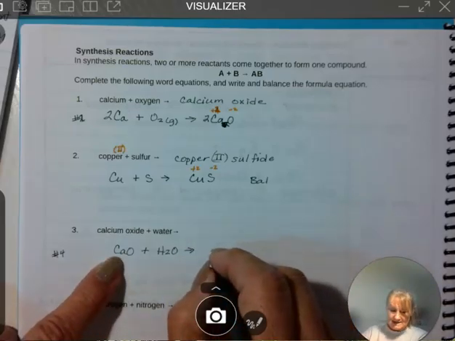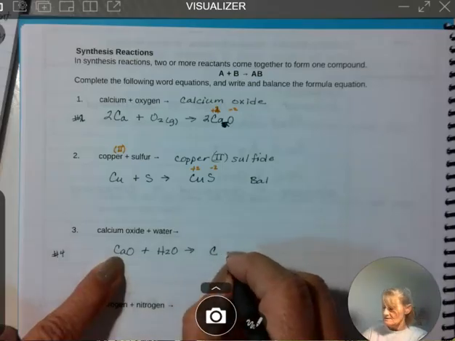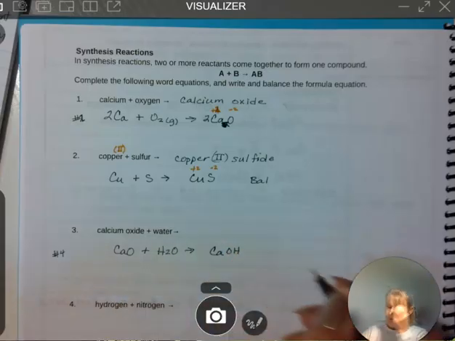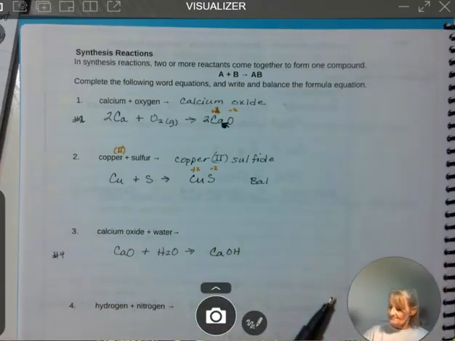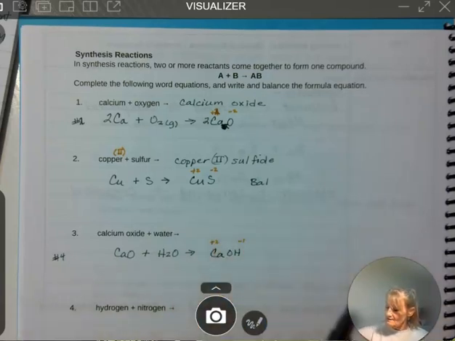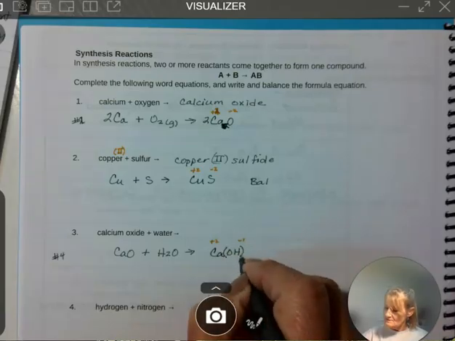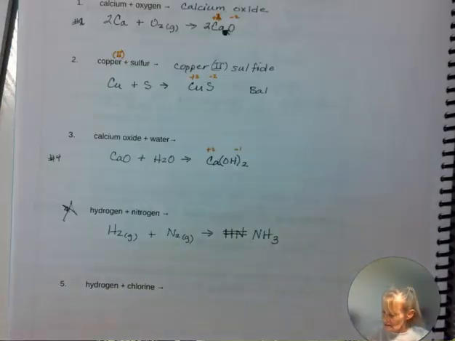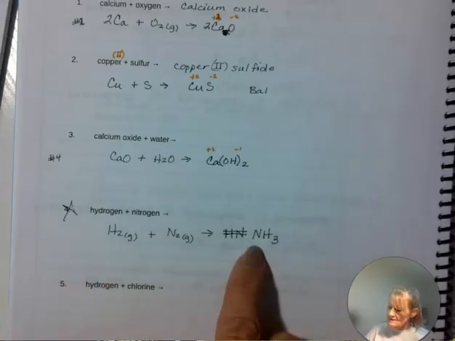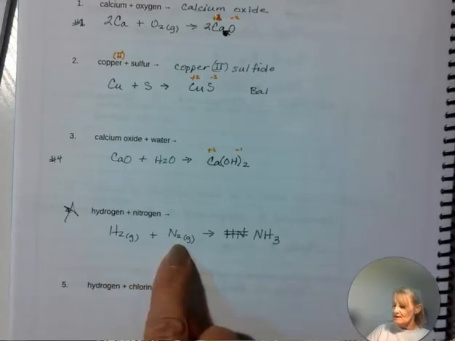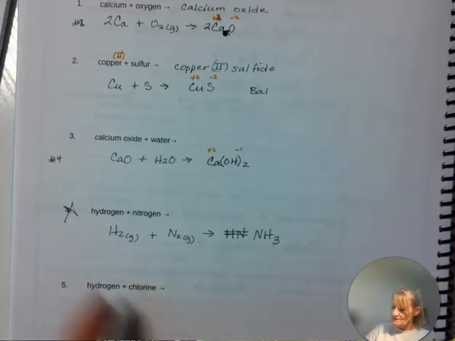So I'm going to take my calcium over, and my OH. Again, I need to check my charges. Calcium being a +2, hydroxide's a -1, so I'm going to need 2 hydroxides. Then again, you're going to need to balance it. Number 4, that one's kind of a tricky one. We'll need to come back and talk about why it forms NH3. So we're going to just skip that one for a little bit.